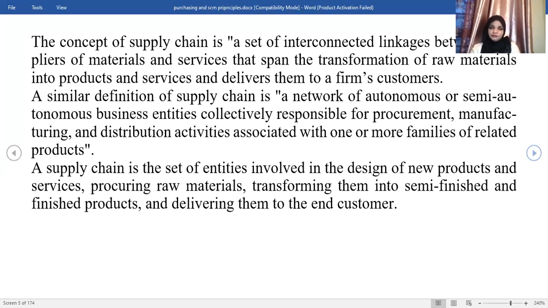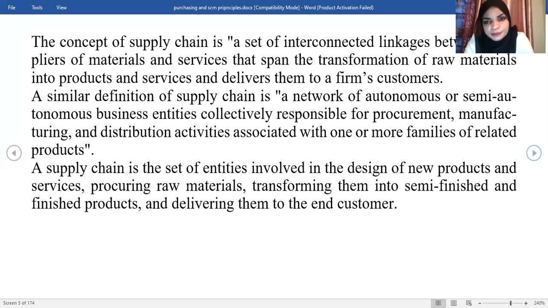A similar definition of supply chain is a network of autonomous or semi-autonomous business entities collectively responsible for procurement, manufacturing, and distribution activities associated with one or more families of related products. So when you put all these activities together to form a network that works seamlessly together to achieve a certain objective in an organization, that is called a supply chain.